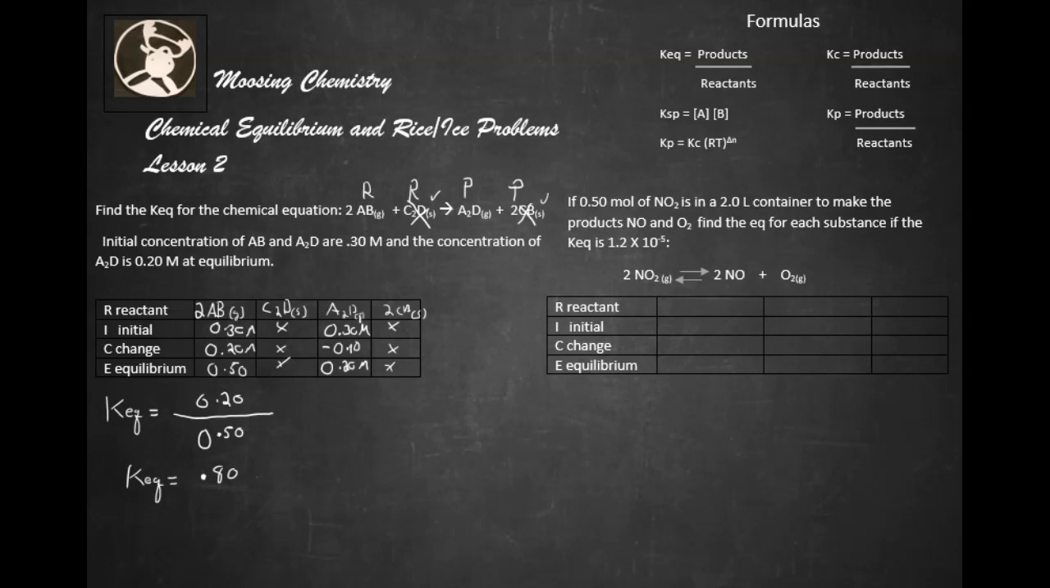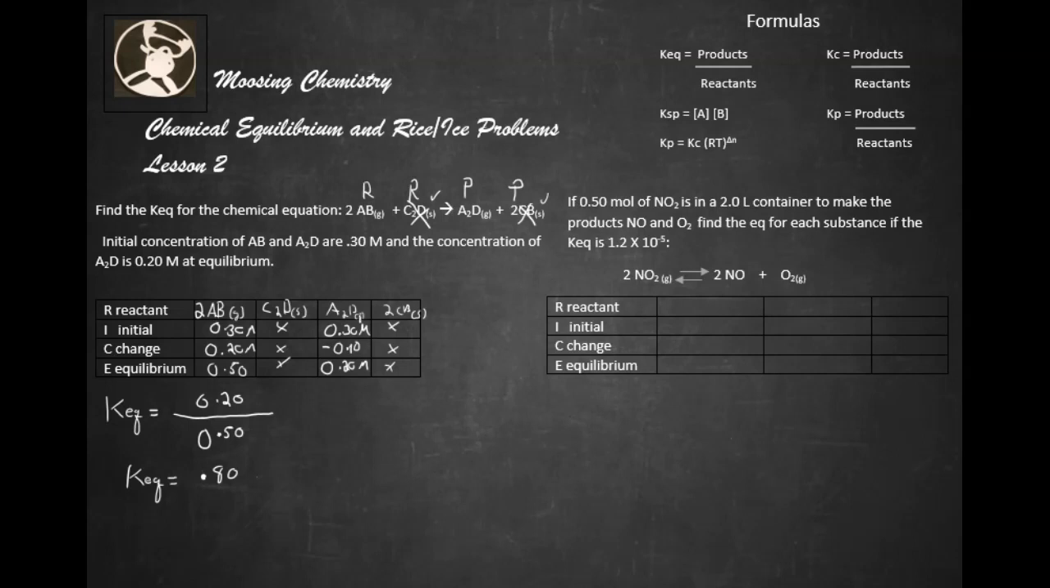So the next problem deals with if 0.50 mole of NO2 is in a 2-liter container to make the products NO and O2, find the concentration of each substance, and the Keq is 1.2 times 10 to the negative fifth.